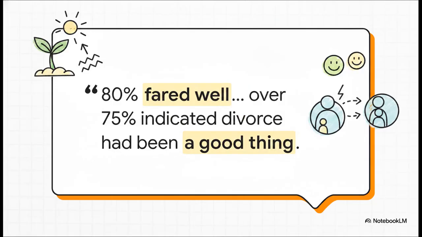On the totally opposite end of the spectrum, we have studies by Hetherington that highlight remarkable resilience. Her research found that 80% of children actually fared well and adapted within a few years, with over 75% even saying the divorce had been a good thing. It really underscores that getting out of a toxic, conflict-ridden home can often lead to a much healthier environment, and it highlights the incredible adaptability of families.